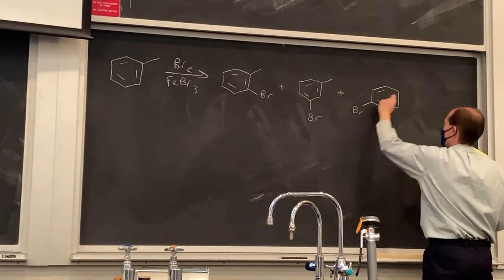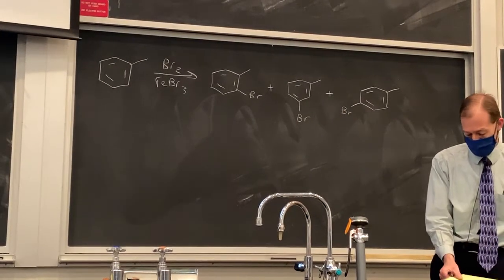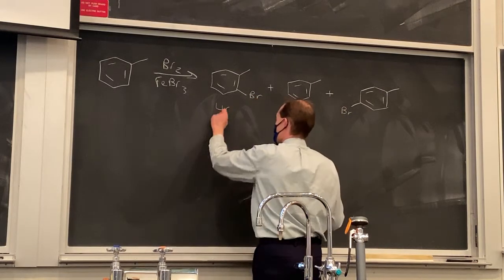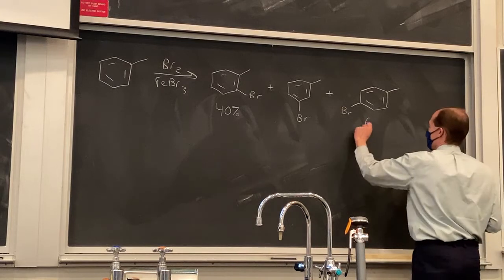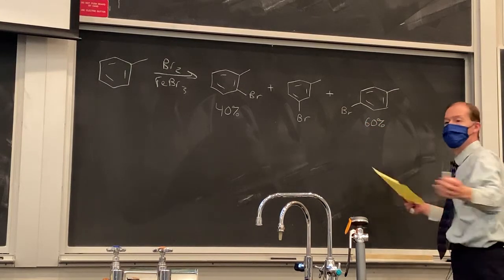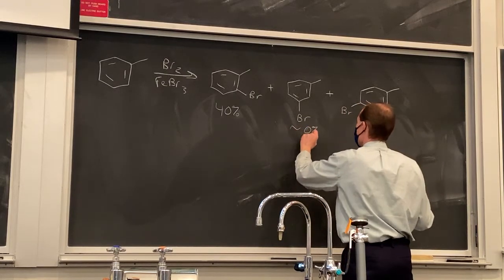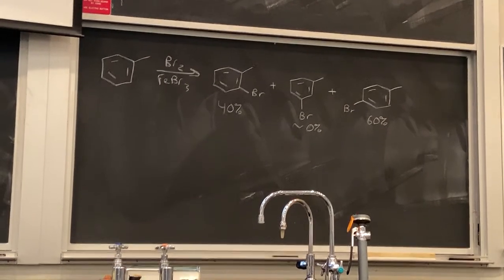And this is the para. And so what we find in the bromination of toluene is we get about 40% of the ortho product, about 60% of the para product, and hardly any of the meta product, somewhere between 0 and 1% of the meta product. Okay?